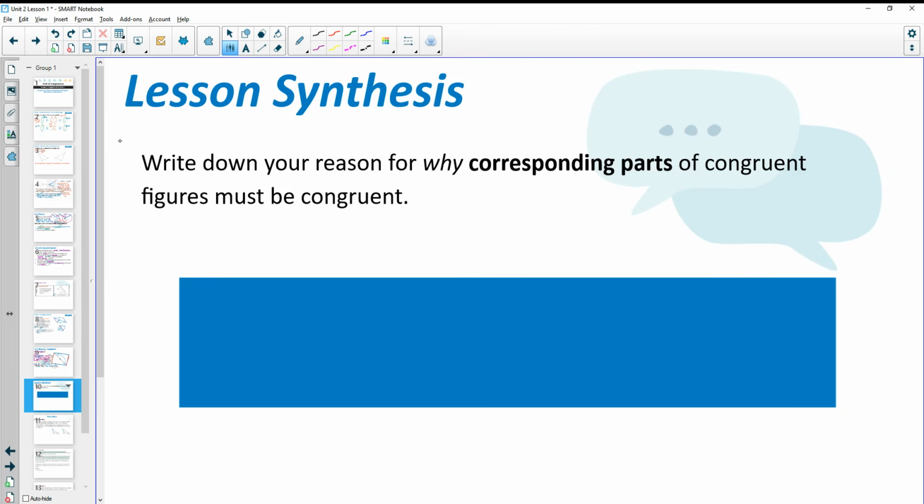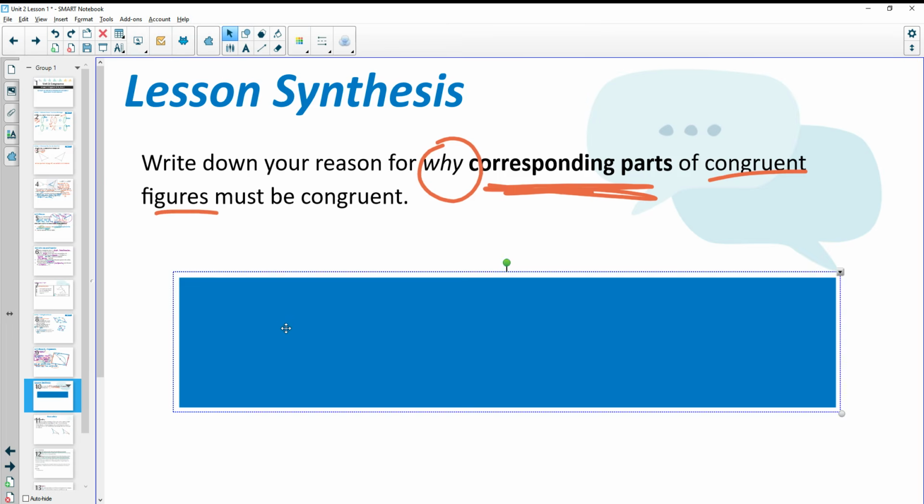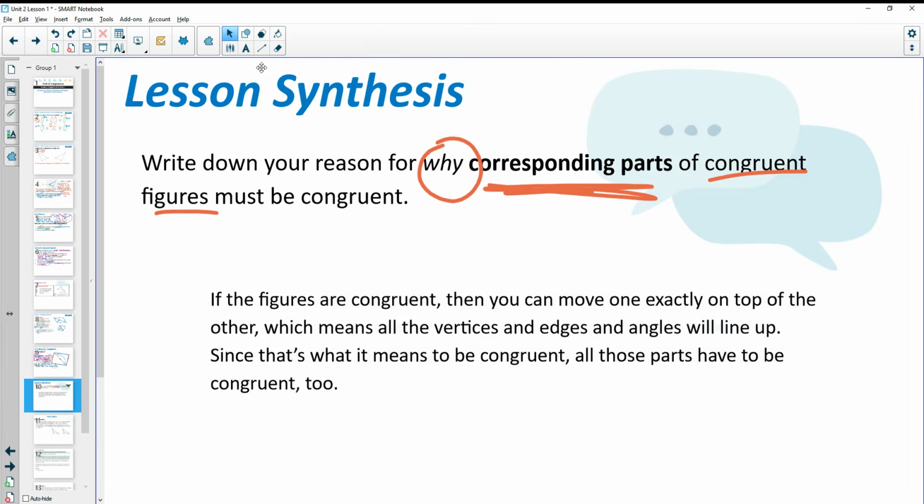All right, so then the synthesis here, the big idea in this lesson, is do you have a reason for why corresponding parts are congruent? So why are corresponding parts of congruent figures congruent? If we have two congruent figures, why are their corresponding parts congruent? So do you have a justification for that? And this is just a sample justification, so yours doesn't have to be as detailed as this.